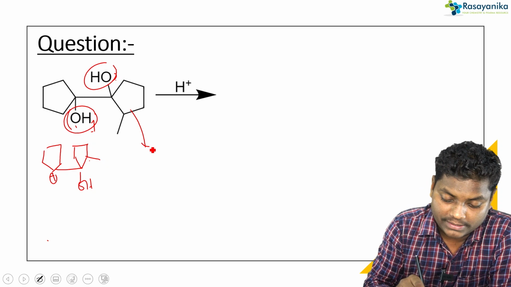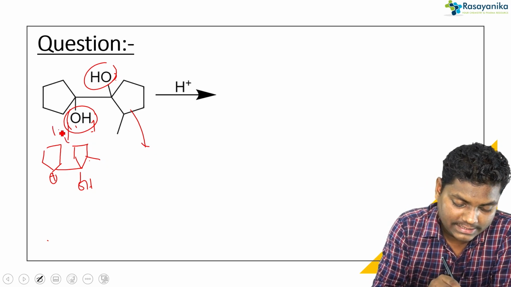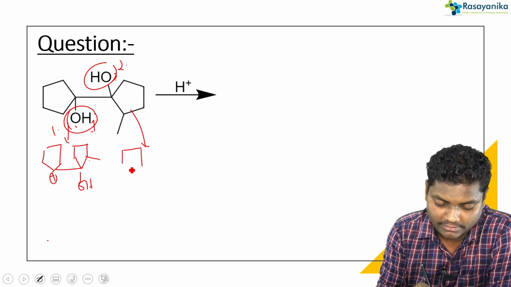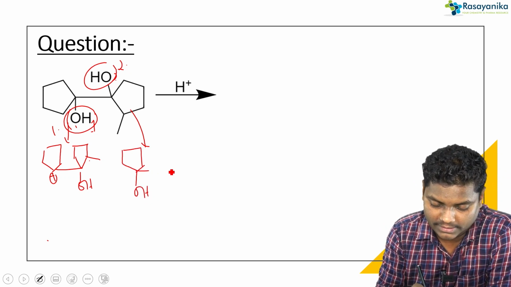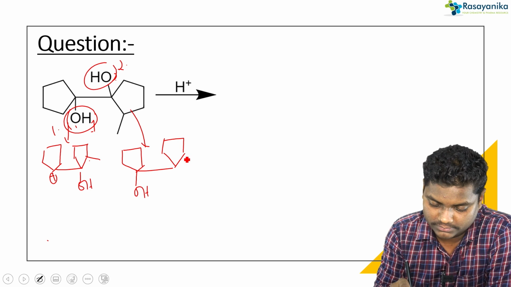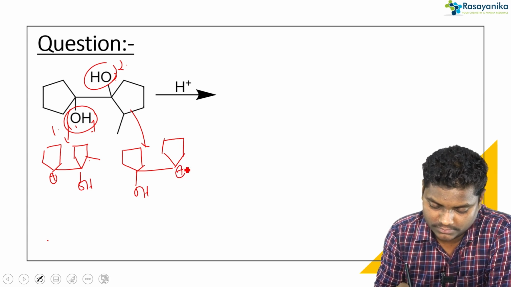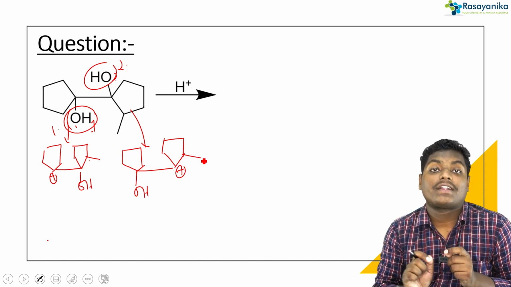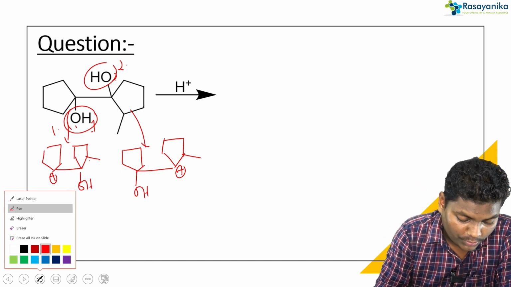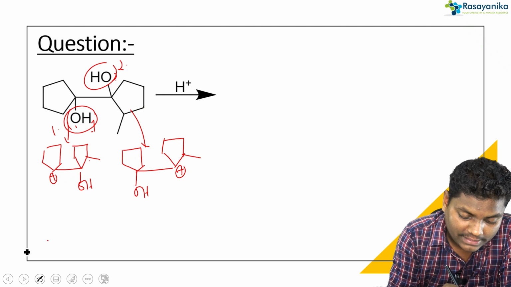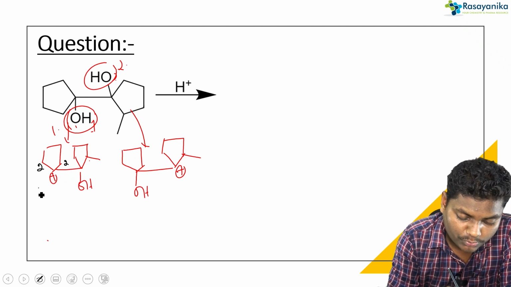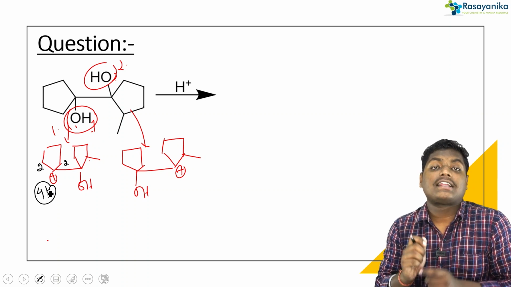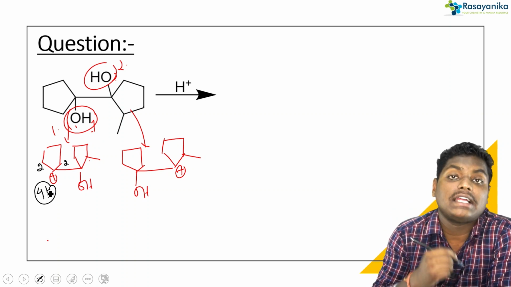Again, let's say this is 1, and if the other one is protonated, what will we be getting? We'll be getting this carbocation. Now you need to decide which of these carbocations is most stable. You can see here that we are having 2 and 2, 4 protons over here. So these H through hyperconjugation can stabilize this carbocation.